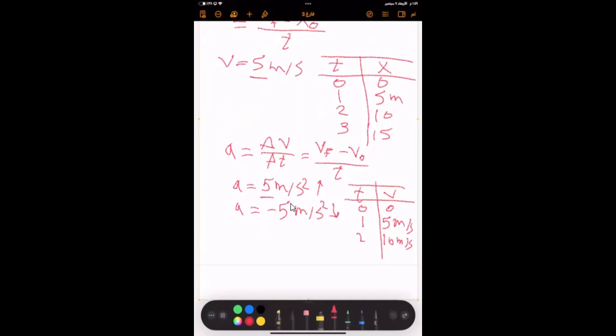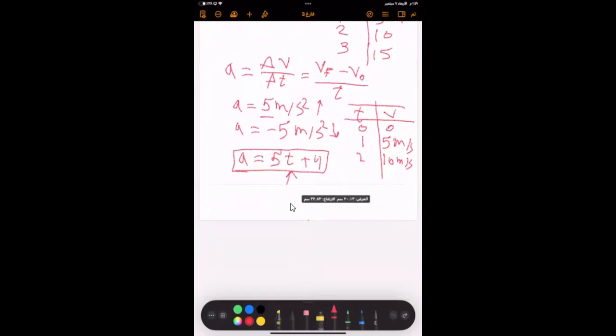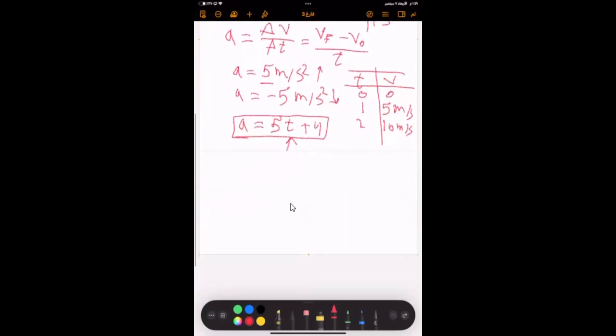Does it change with time? It is constant for the whole journey of the object. But if we say a equals, for example, 5t plus 4, this is not a constant acceleration. This is a changing acceleration. It changes with time. As time changes, a also changes. But for a constant acceleration, a is just a number.